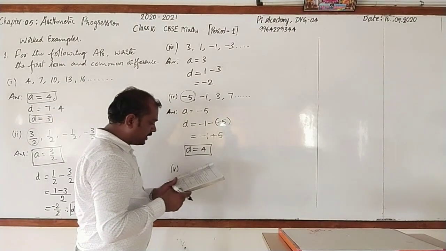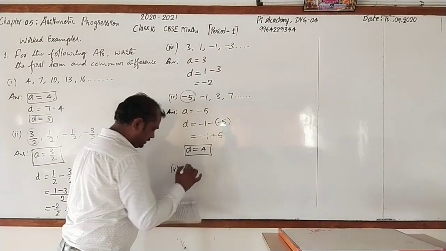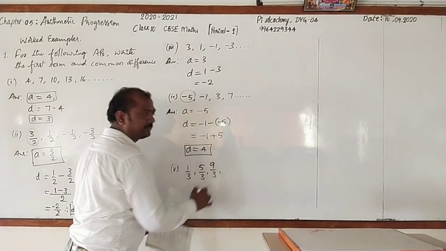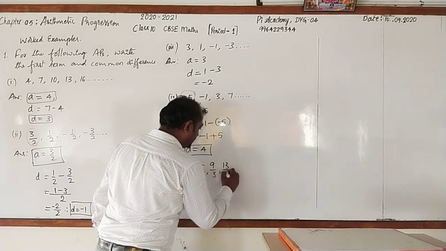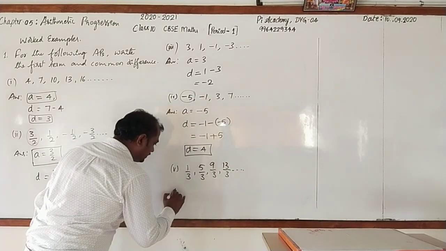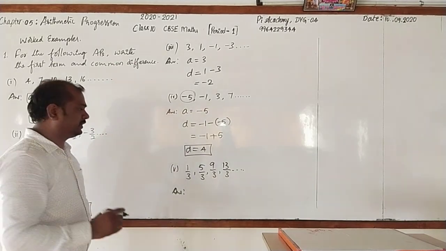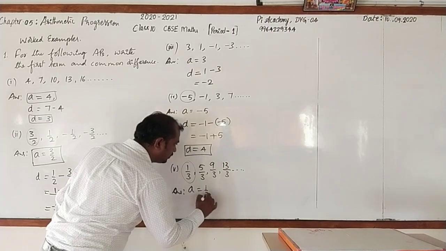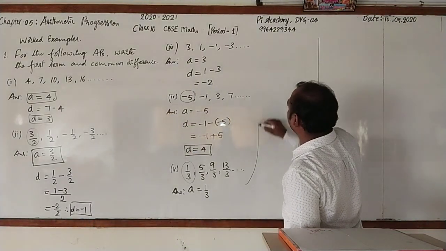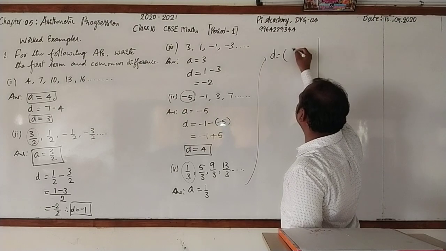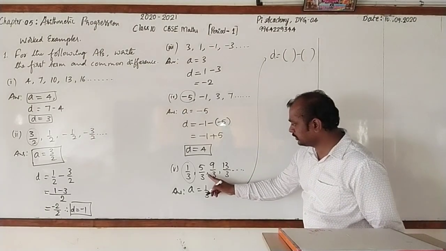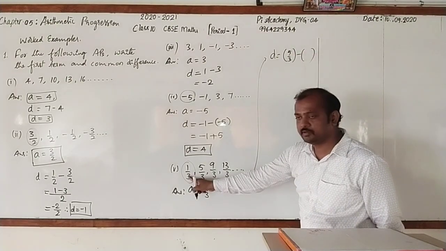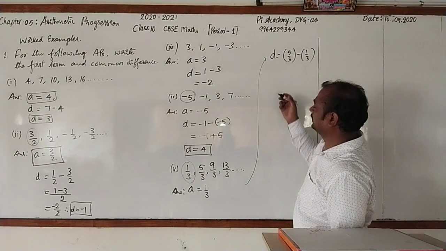This is also very simple one. It is 1 by 3, 5 by 3, 9 by 3, 13 by 3. Here you can write first term and common difference. First term is 1 by 3. A is equal to 1 by 3. Common difference here I write. D is equal to A2 minus A1. What is A2? It is 5 by 3 minus A1. This is 1 by 3.